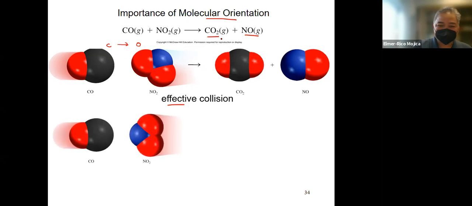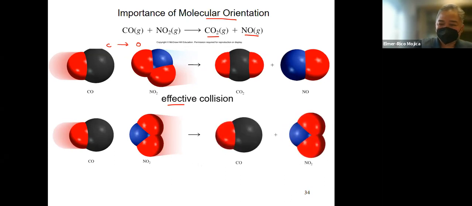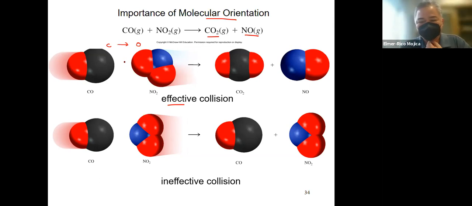But if you're going to approach it this way, where nitrogen is the one colliding with your carbon, the resulting reaction is just not going to happen. So if the collision is carbon of CO reacting with the nitrogen of NO2, there will be no effective collision. So the term that we have there is ineffective collision. That means they have to follow a certain molecular orientation for the collision to be effective.